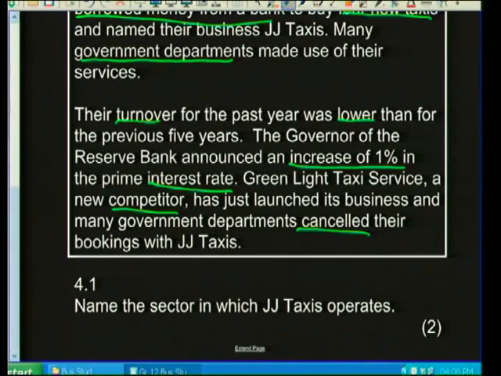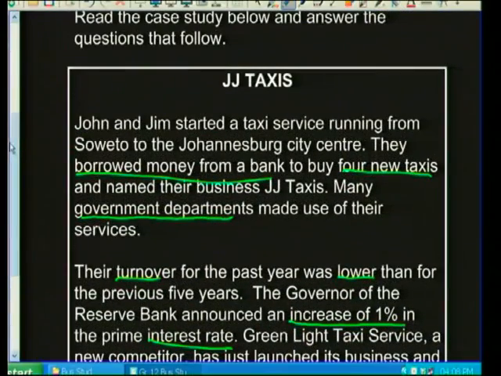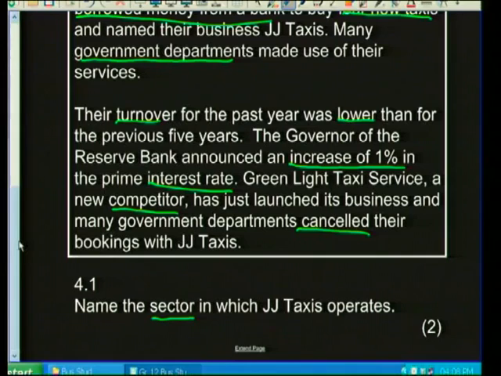So let's look at what they want you to answer. 4.1, name the sector in which JJ Taxis operates. Now we know there are 3 sectors: the primary, the secondary, and the tertiary. The primary is where you extract materials, the secondary usually manufacturing, and the tertiary where you render a service. Now you can see in our case study it mentioned taxi service. So it's a service type of business, so therefore it would be the tertiary sector. Right, so that's a fairly straightforward question. Which sector of the economy do they operate in? Let's look at the next part of the question.